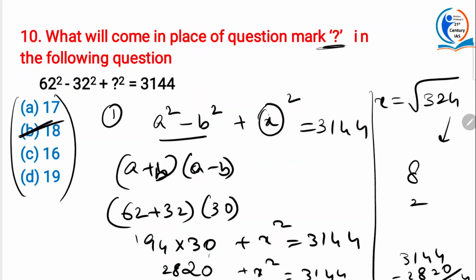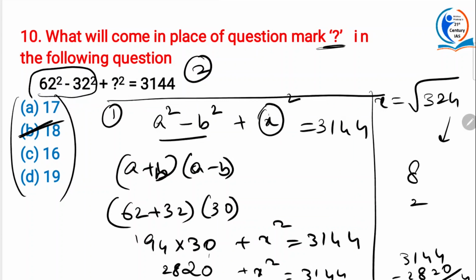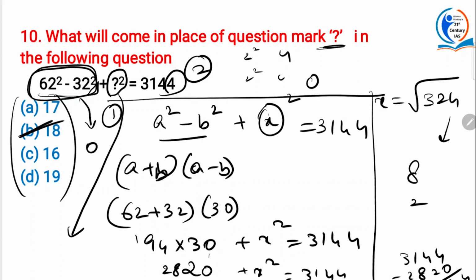Alright. Now, this is one method. The other method is using common sense. How will you do that? See, observe the units digit of only the 62 square minus 32 square. Units digit will be 2 square, that is 4, again 2 square 4. So, 4 minus 4, only the units digit of this particular part of this equation, it will be 0. But on the right hand side, you have 4 in the units place, okay, which means this question mark square should contribute that 4 in the units place, alright.